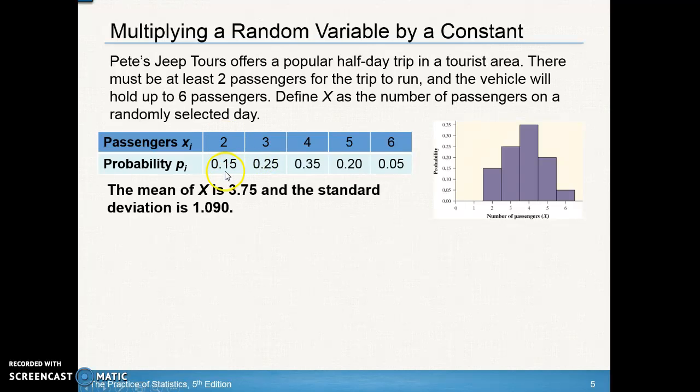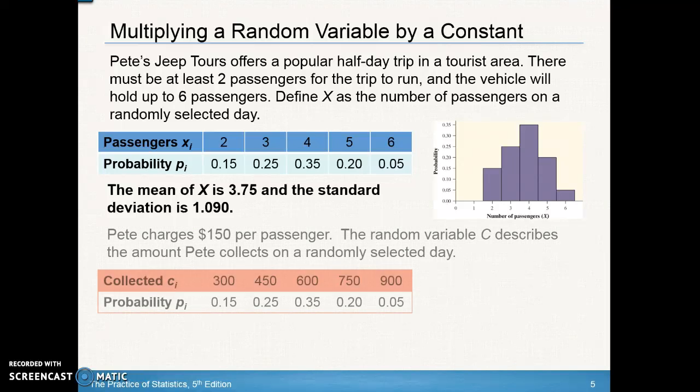Remember, the mean: multiply and then add. Okay, the mean of x is 3.75, so that's your average, and the standard deviation is 1.090. Remember, you can get that from your graphing calculator. If you need a refresher of the formula from the previous section, go for it.